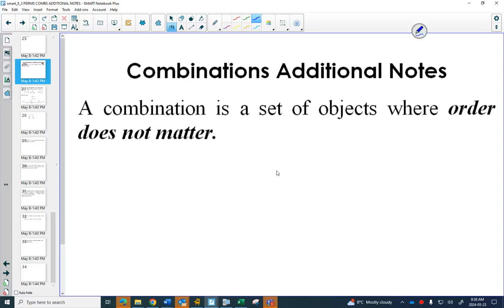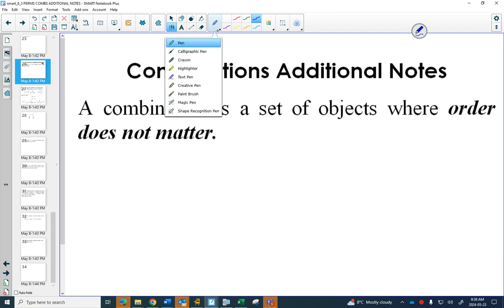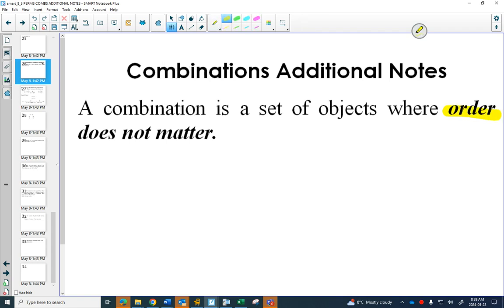So these are the additional notes for combinations. Again, the key thing in combinations is that the order doesn't matter. And you're going to get permutations and combinations questions mixed together, so you need to be able to see, does the order matter or not?